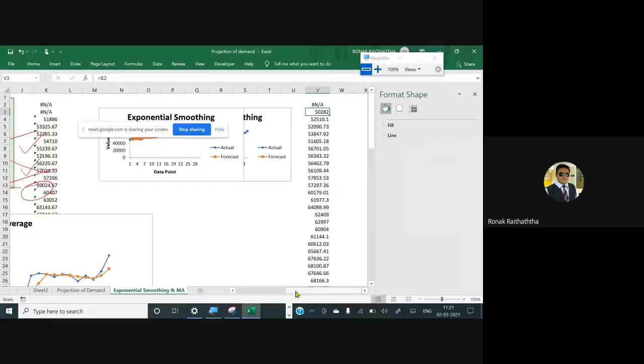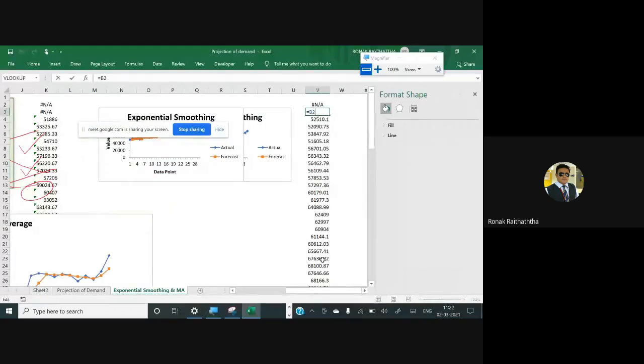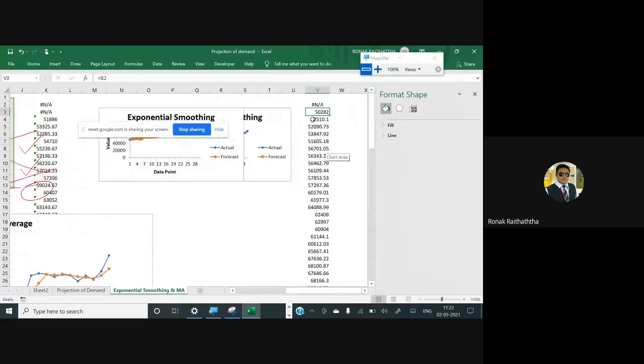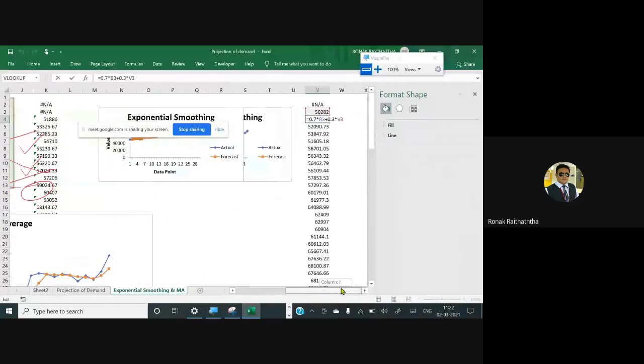Okay, so for the first one, my dear friends, you must have observed that it has taken the same value, which was the actual value. So it was B2 equal to B2. You must check it. But for the next one, it has given 70 percent weight to B3, which means it has given more weight to the current figures, and that's what we have decided, right? And 30 percent weight is given to the previously forecasted value.